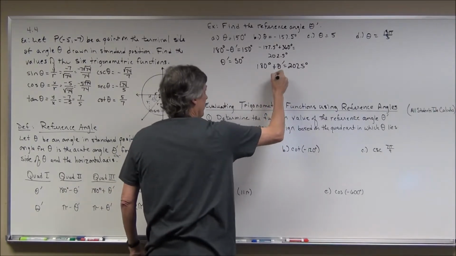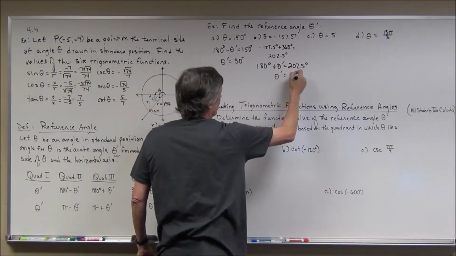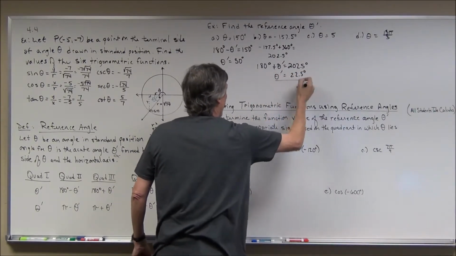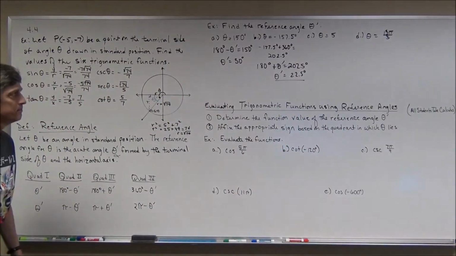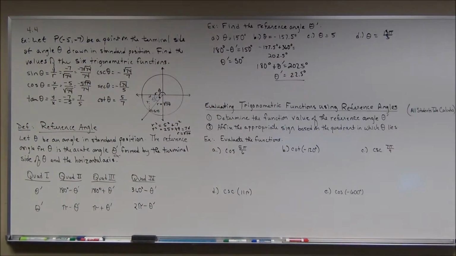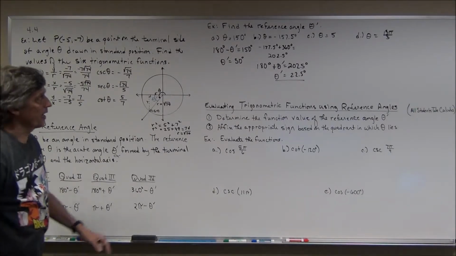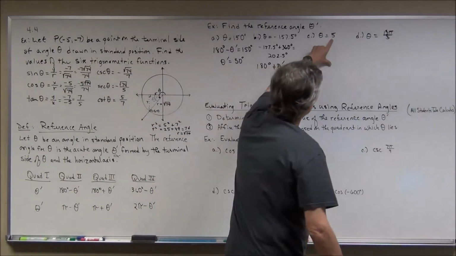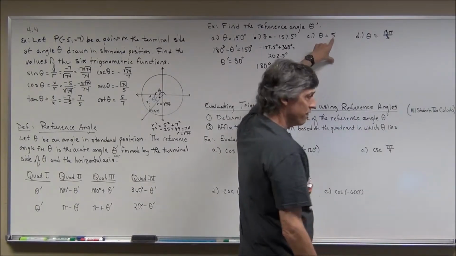So if I subtract 180 from both sides, I'm going to get 22.5 degrees for my reference angle, theta prime. And that's how I work the first 2 in degrees. Now I'll work the next 2 in radians. I have 5 radians, not 5 pi, 5 radians.